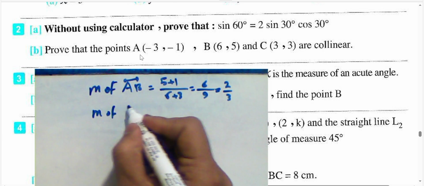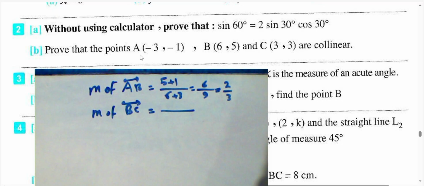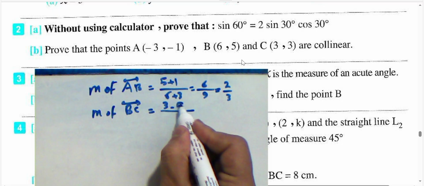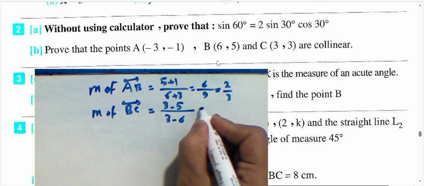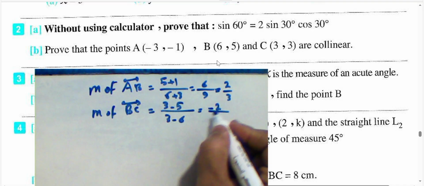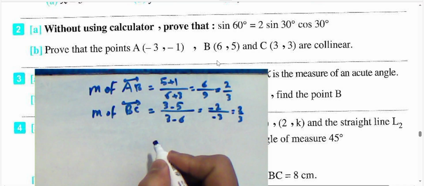And the slope of BC, B and C here, we have 3 minus 5 over 3 minus 6. 3 minus 5 is negative 2, 3 minus 6 is negative 3. The result will be 2 over 3.